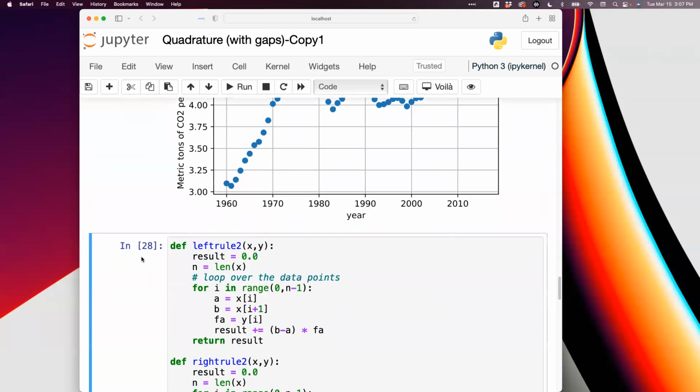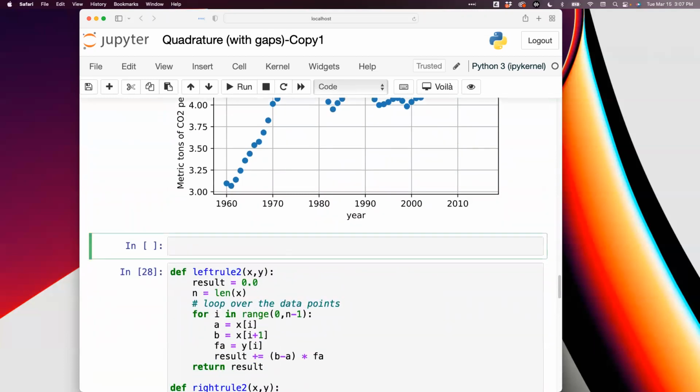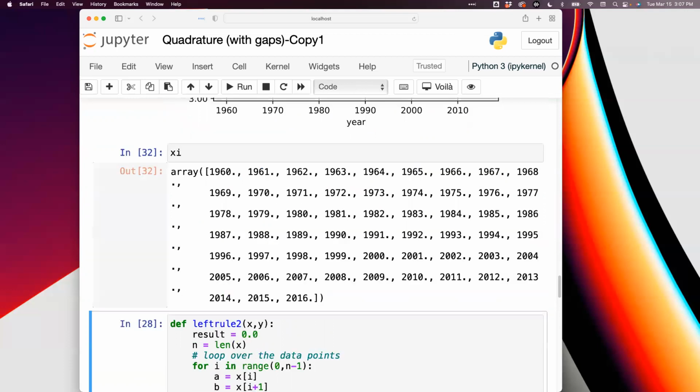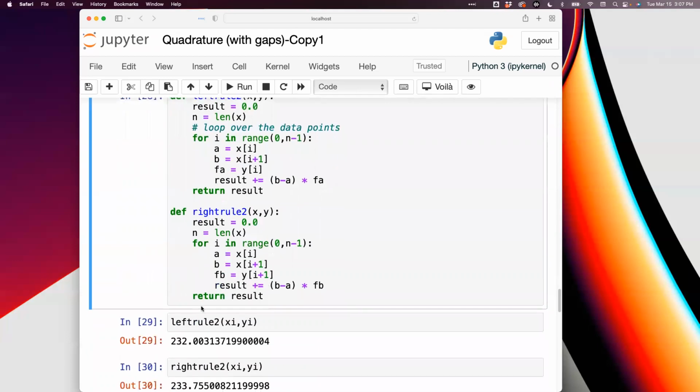So hold on, let me see. If I print xi, I got until 2016. Yours is to 2014. I was trying to cheat you with a couple of data points. That's good. Thank you for pointing that out. Okay. Now on to some more advanced rules.